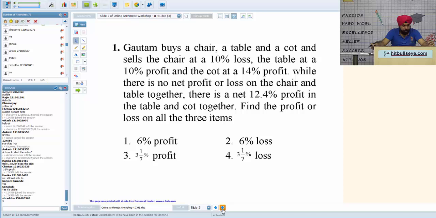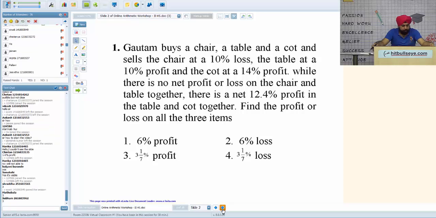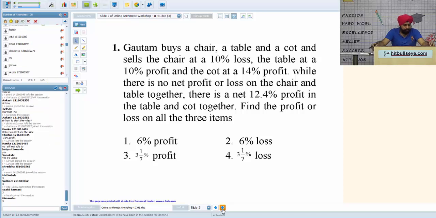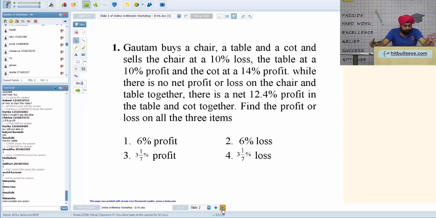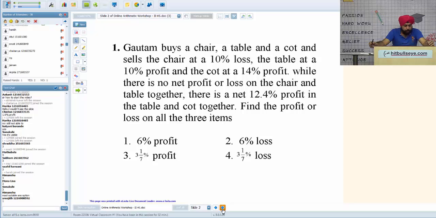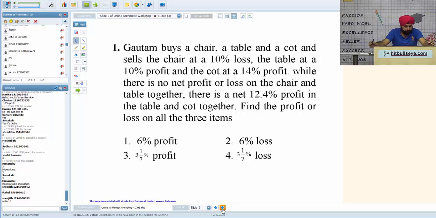Shraddha says it is third option. Mathubala says it is 3. Okay, so students, I guess we should start solving this question. Most of you are giving the answer to be 3, but let me tell you, third option is not the answer. Third option is wrong.